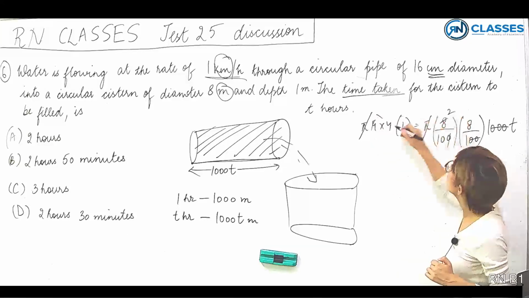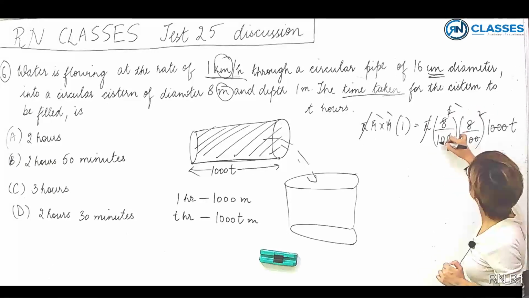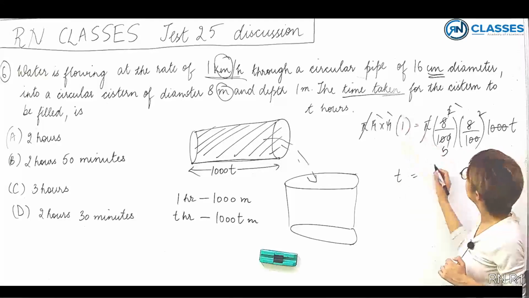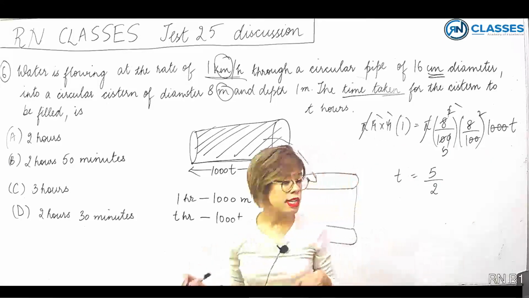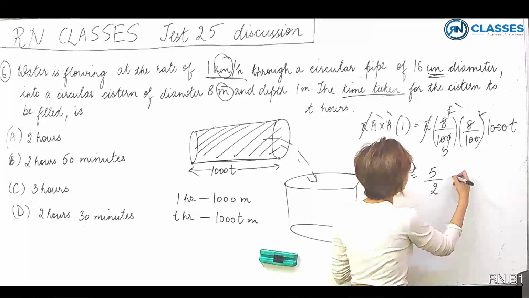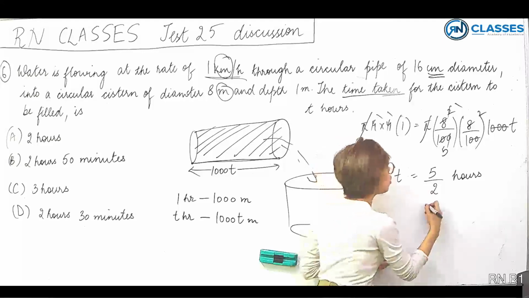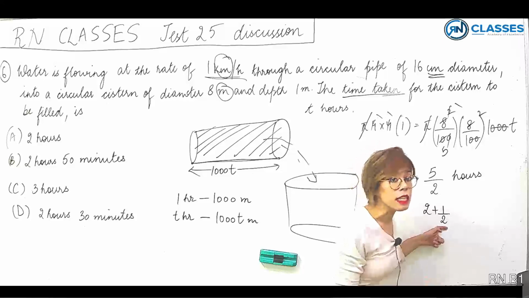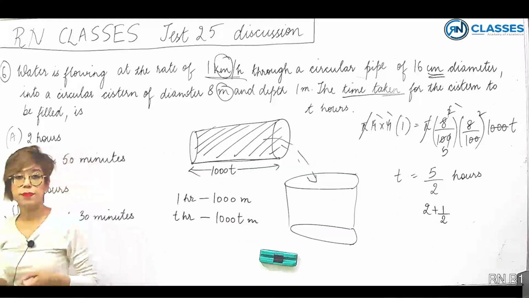So 1, 2, 1, 2, right? Okay, so this is 5. Alright, so T turns out to be 5 whole divided by 2. I'm sure you can do that, right? So time turns out to be 5 by 2 hours. That means it is nothing but 2 plus half, or I can say 2 hours and 30 minutes. As an option, D is the correct one.